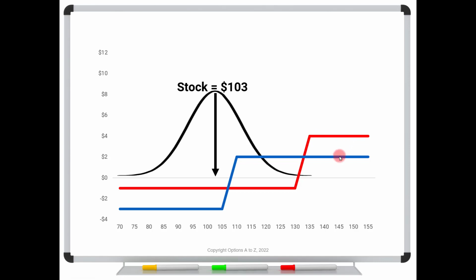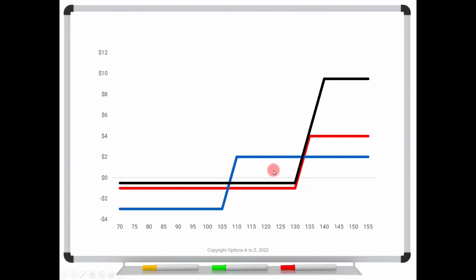Now we can also make a spread more aggressive by widening the strikes. So here in red, I've got the 130-135 vertical. What if we bought the 131.40? It's going to be even cheaper and potentially have even more reward. This is an even more aggressive debit spread.